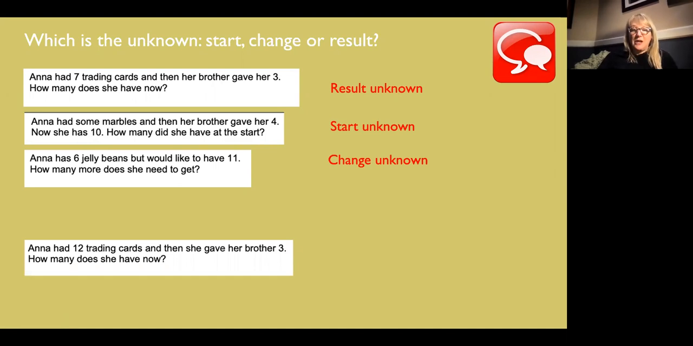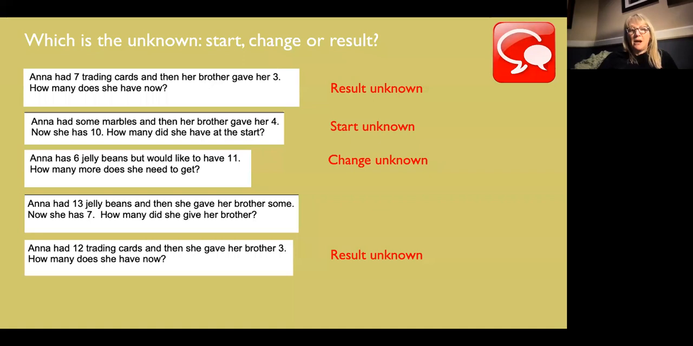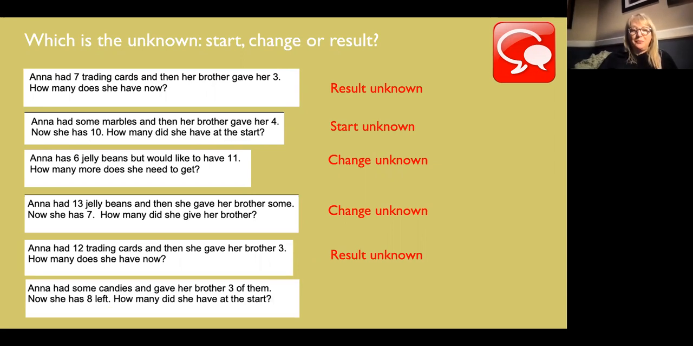Anna has 12 trading cards. She gave her brother 3. How many does she have now? This again is our traditional question, so it's a result unknown. Again, changing it up. Now Anna has 13 jelly beans and she gave her brother some. Now she has 7. So here again, we know the result. What we don't know is the change. And last one, Anna has some candies, gave her brother 3 of them. Now she has 8.